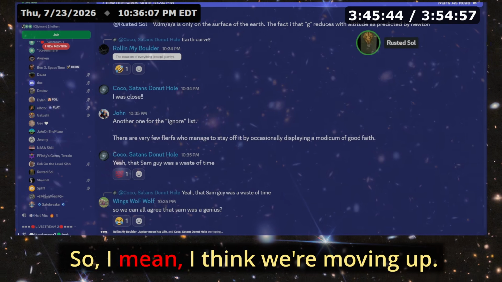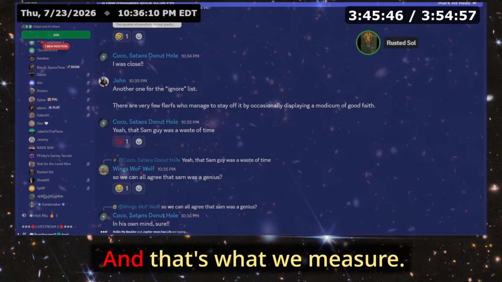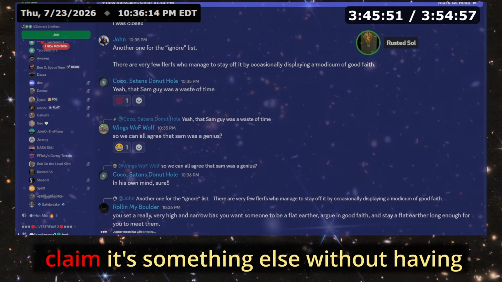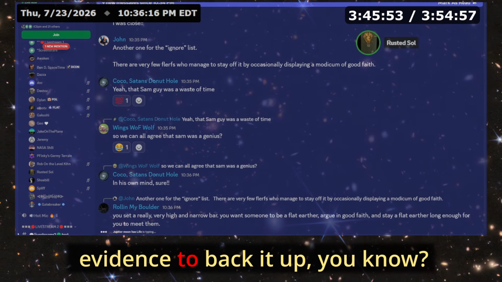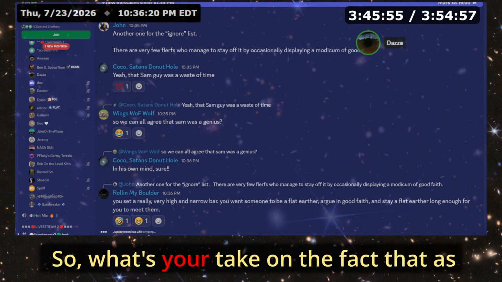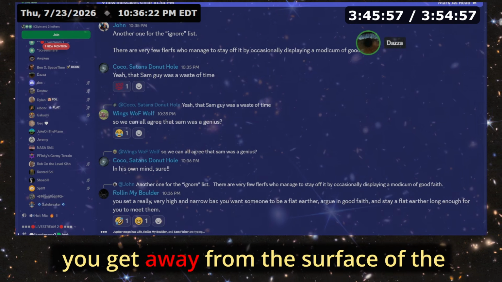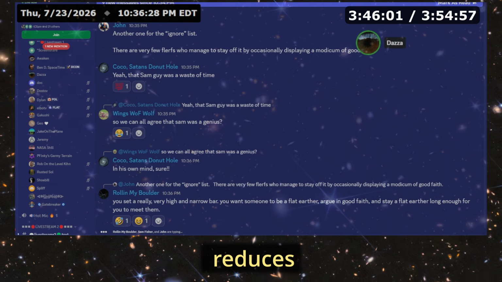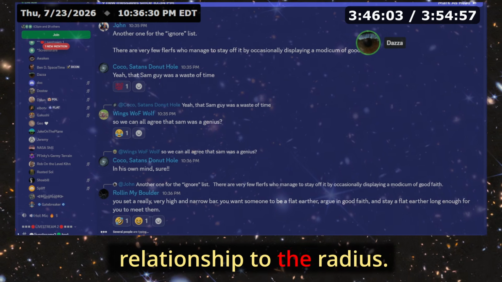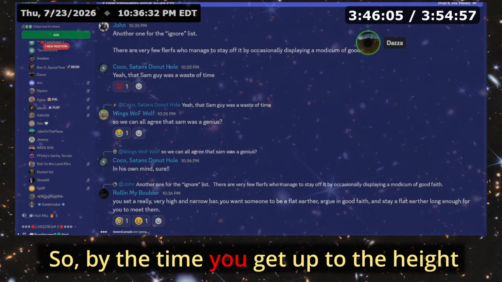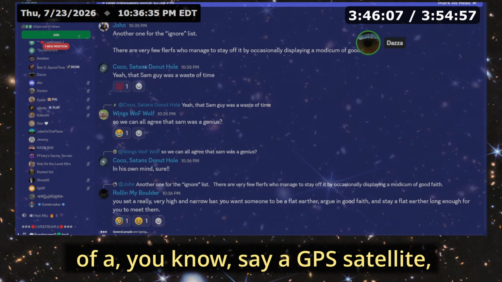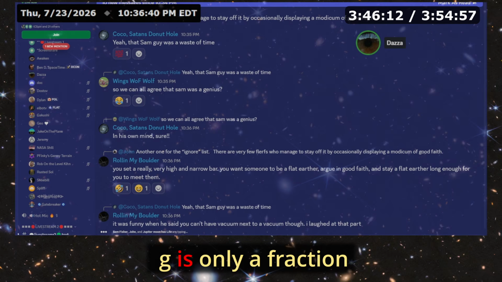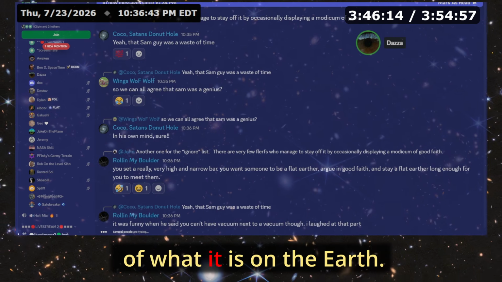So, yeah. I think we're moving up, and that's what we measure. That's what we see. So why should I argue it and try to claim it's something else without having evidence to back it up? So what's your take on the fact that as you get away from the surface of the Earth, the acceleration due to gravity reduces with an inverse relationship to the radius? By the time you get up to the height of, say, a GPS satellite, 20,000 kilometers, g is only a fraction of what it is on the Earth.